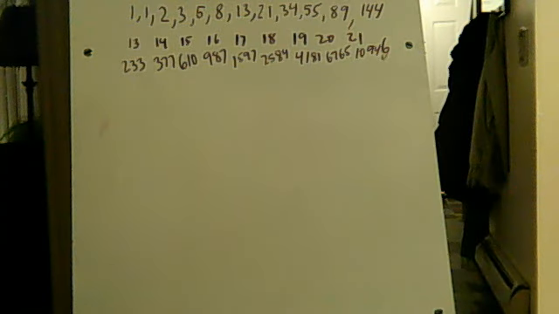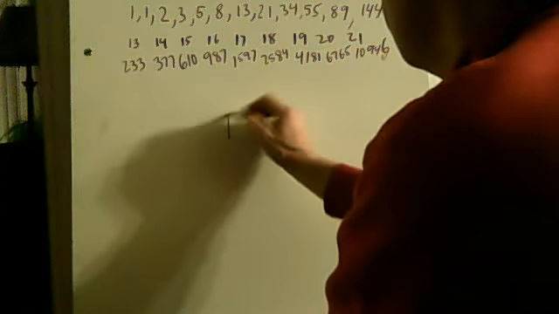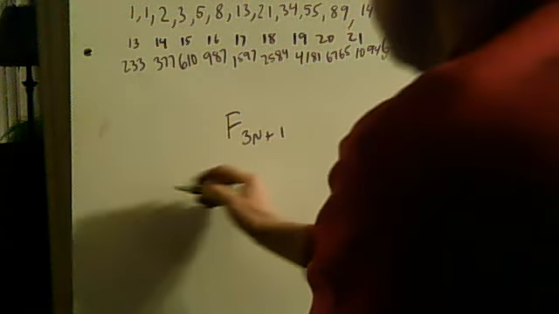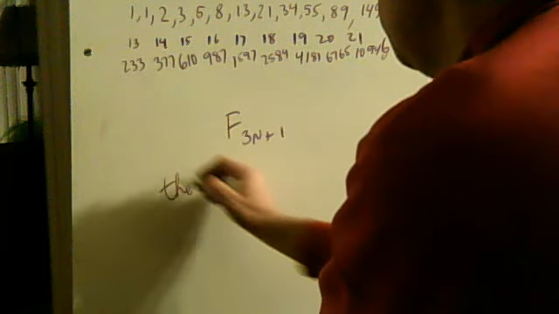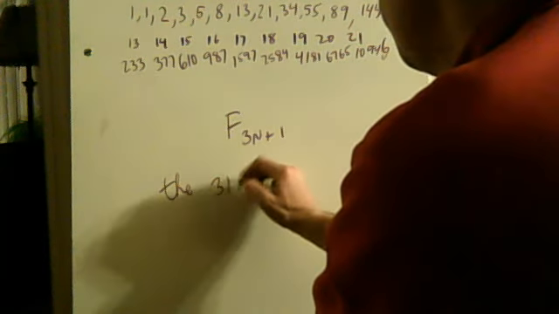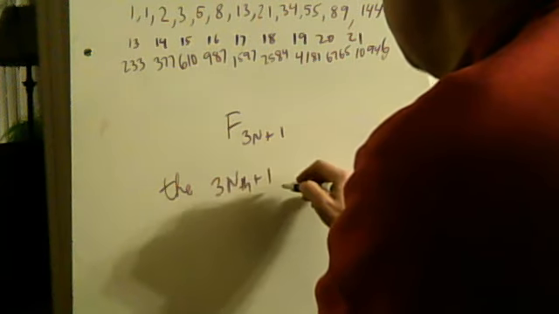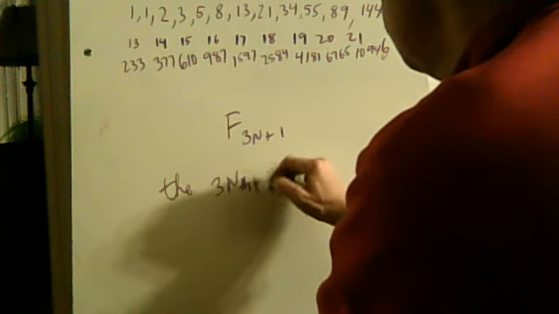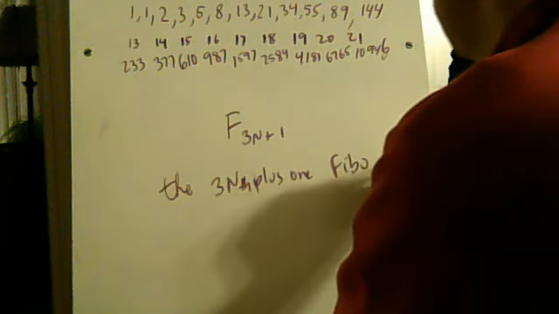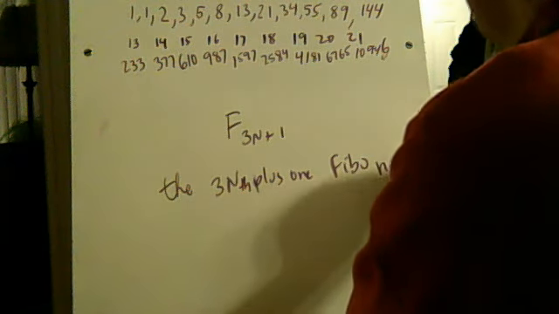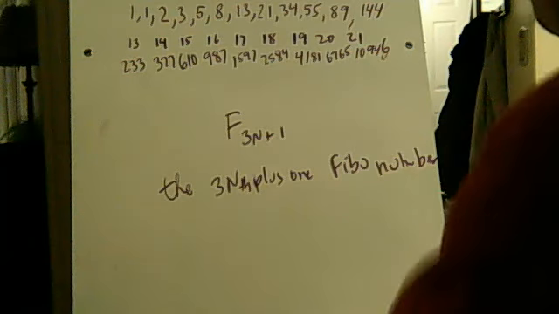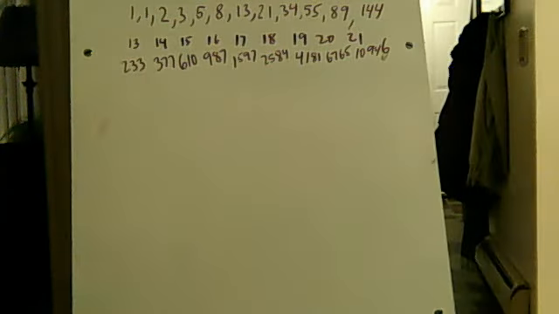Okay, next one. F 3n plus 1. Okay, this will be the 3n plus 1 Fibonacci number. The 3n plus 1 Fibonacci number. Okay. Now let's go to the next one.